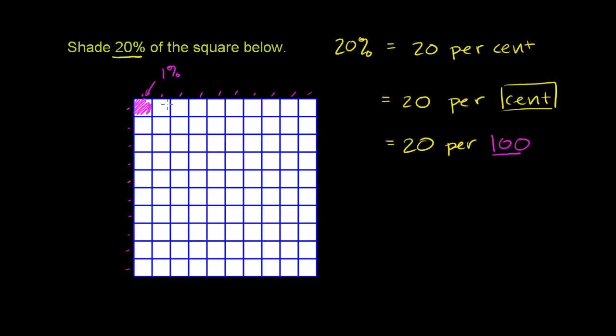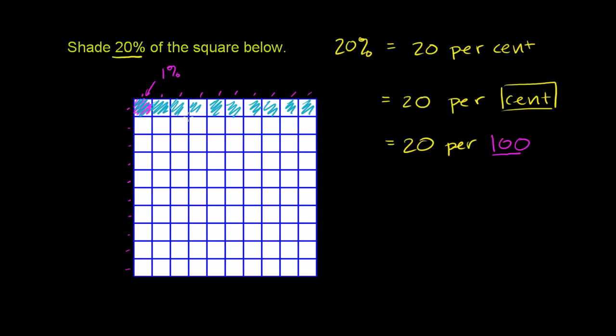If I were to shade another one, if I were to shade that and that, then those two combined, that's 2% of the entire square. It's literally 2 per 100, where 100 would be the entire square. So if we wanted to do 20, actually, if we shade this entire row, that will be 10%, right? 1, 2, 3, 4, 5, 6, 7, 8, 9, 10.